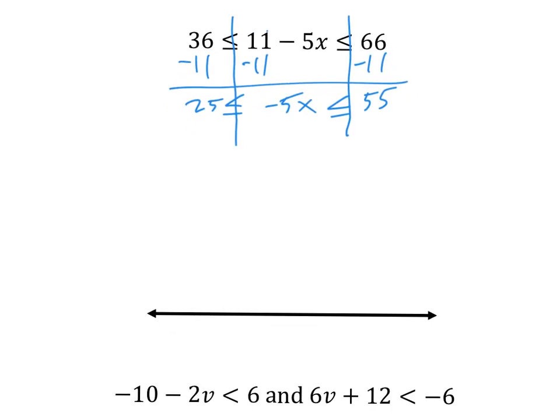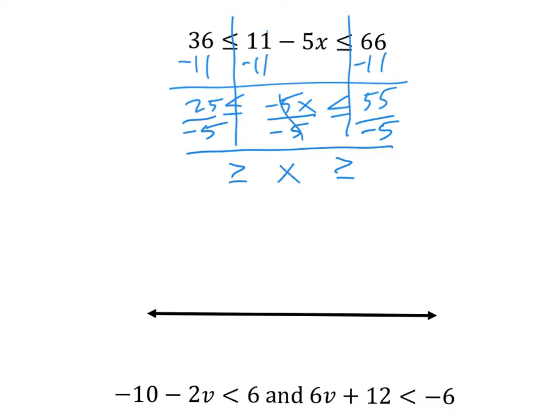Now our final step is going to be to divide by negative 5 on all sides. But because we're dividing by a negative, we need to switch all of our signs. So we're going to flip this sign to be greater than or equal to, and also that one. And we'll be left with x in the middle, and we have negative 55 divided by negative 5 gives us negative 11, and 25 divided by negative 5 gives us negative 5.